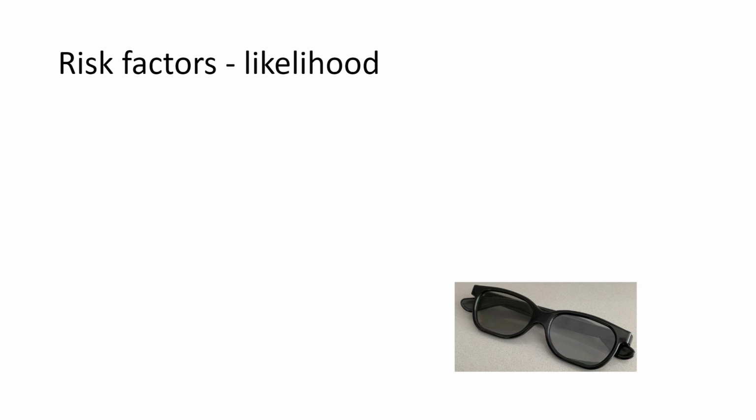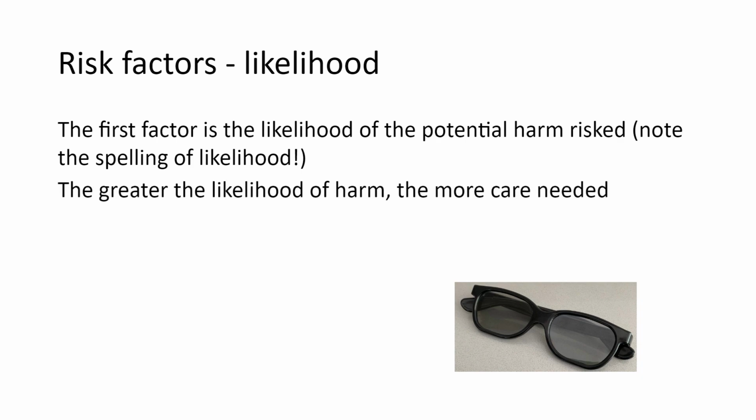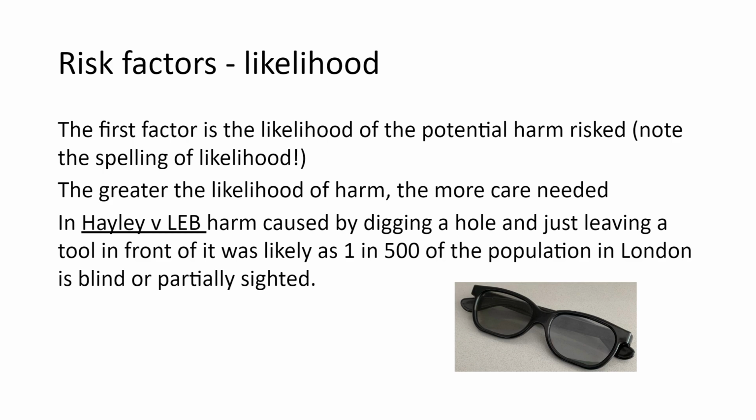So the first risk factor that we're going to consider is likelihood. It's likelihood of the potential harm risked. Note here the spelling of likelihood, it's got no Y in it. And also the word potential, because what we're looking at is what is the potential harm, how likely is potential harm. We're looking into the future. So we're not looking at what did happen, we're looking at what could happen. The greater the likelihood of harm, the more care that is needed. And in Haley and LEB, harm was caused by digging a hole and leaving a tool in front of it. And in that case, the court said that harm was likely as 1 in 500 people in London were blind or partially sighted.